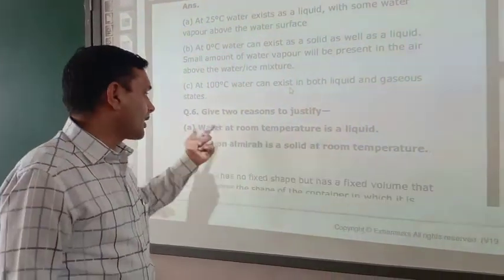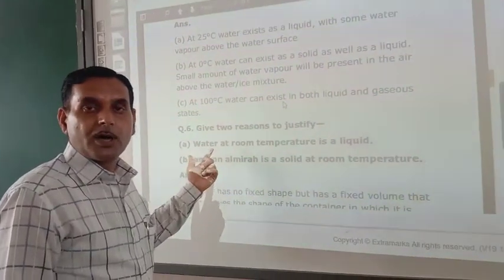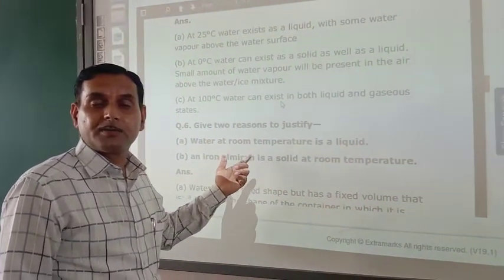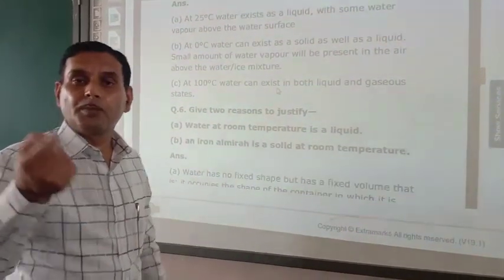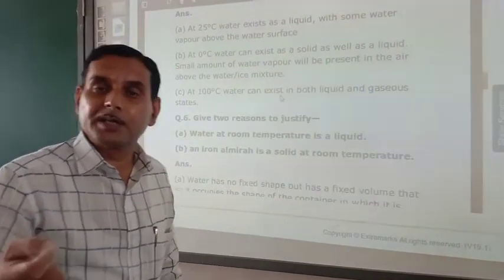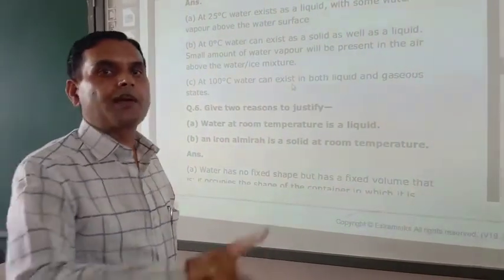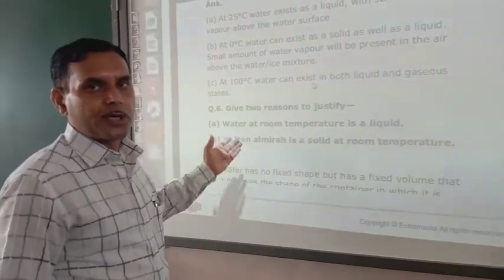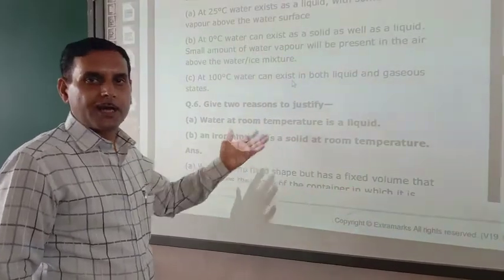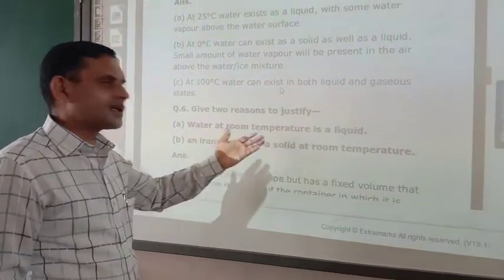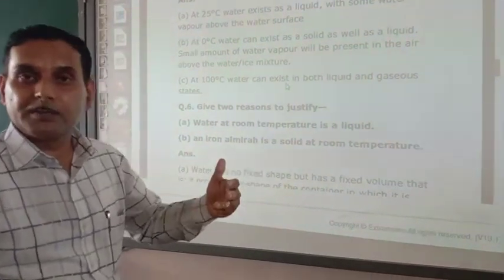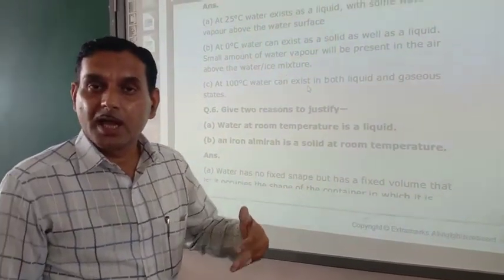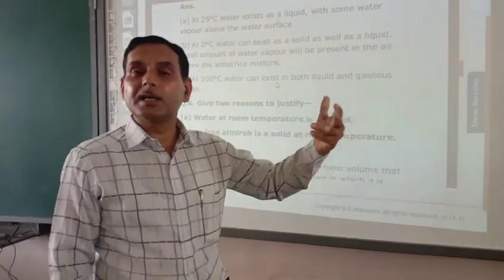So water is following this criterion. Water's shape is not fixed, but its volume is fixed. Second, the most important characteristic of a liquid is that it has the flowing property, fluidity, and water has fluidity at room temperature. That is why water is considered to be a liquid. And you know the water freezing point is 0 degree Celsius and its boiling point is 100 degree Celsius.